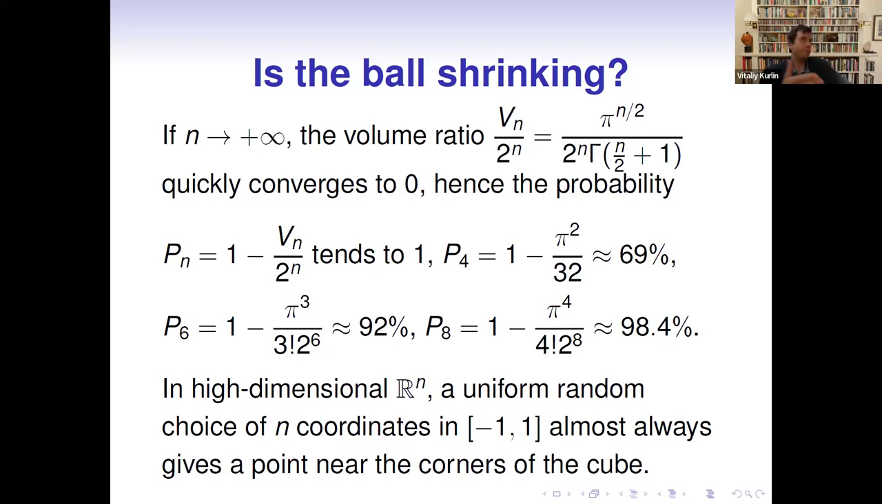So that's why if you generate points randomly from such a cube, then almost always we get points away from that central ball, which sounds a bit strange, but that's basic geometry. The ball is actually not shrinking here, but the relative volume is shrinking to zero quickly. So that's one illustration of the curse of dimensionality.